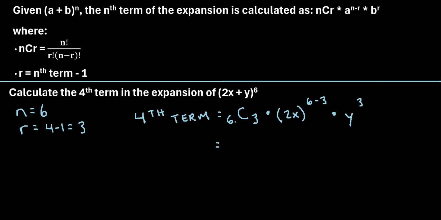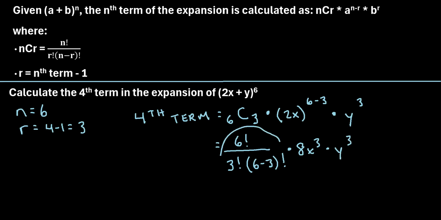Okay, so let's simplify a little bit. So we said that when we have 6 choose 3, we can write this out using this formula. So we'll have 6 factorial over r factorial, so r is 3, so we have 3 factorial times n minus r, so 6 minus 3 factorial. And then we have times 6 minus 3, this is 3 right here. So when we have 2x to the power of 3, we have to take 2 to the power of 3, and then we also have to take x to the power of 3. So 2 to the power of 3, that's 2 times 2 times 2, that's 8. And x to the power of 3 is just x to the third. And then over here we're just left with y to the third.